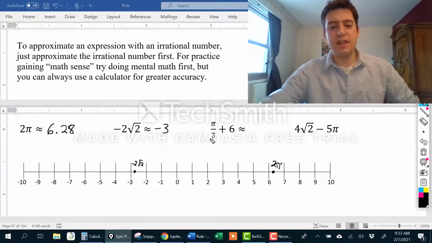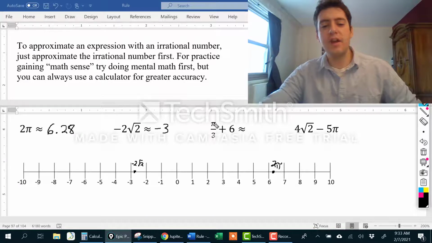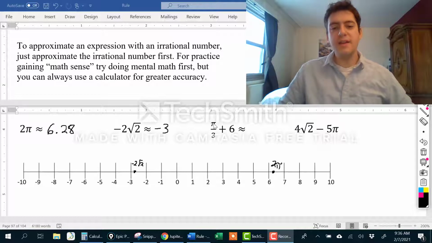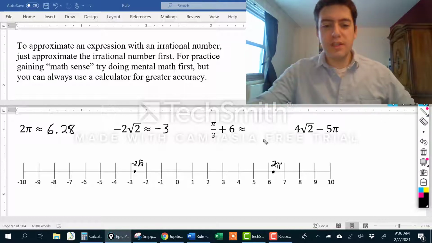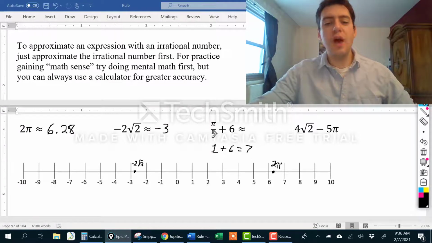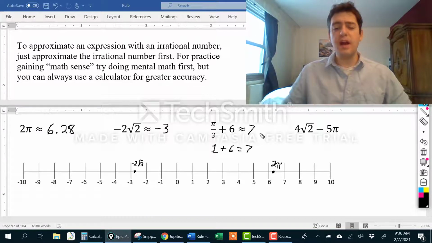All right, so moving on to the next expression that we have here with an irrational number in it. The irrational number here being pi again, just like it was back here. Now we have pi over 3 plus 6. Well, pi is approximately equal to 3, and 3 divided by 3 is 1. So this term over here is approximately equal to 1, and 1 plus 6 is 7. So pi over 3 plus 6 is approximately equal to 7, but not quite.